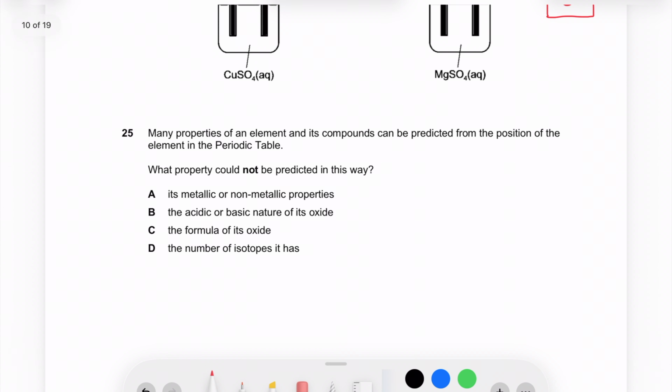25, moving on. This is under the periodic table. Which one could not be predicted using the position in the periodic table? The only one that makes sense is D. The isotopes can't be determined using the position in the periodic table. So the answer is D.